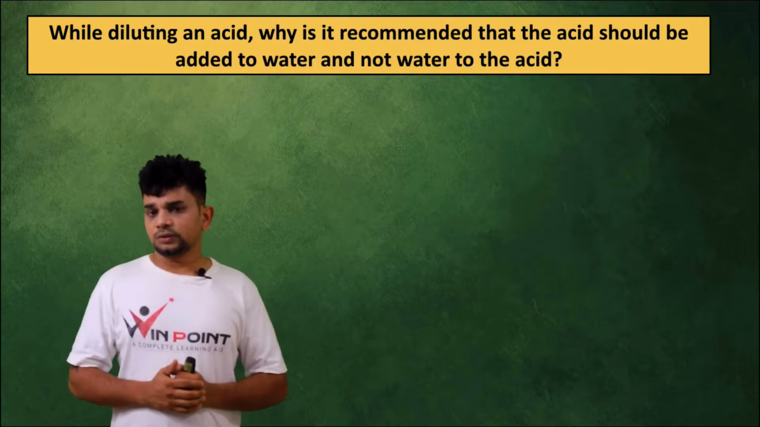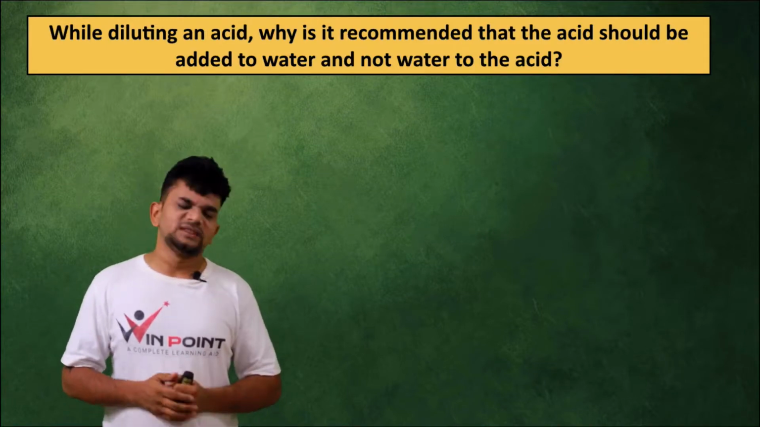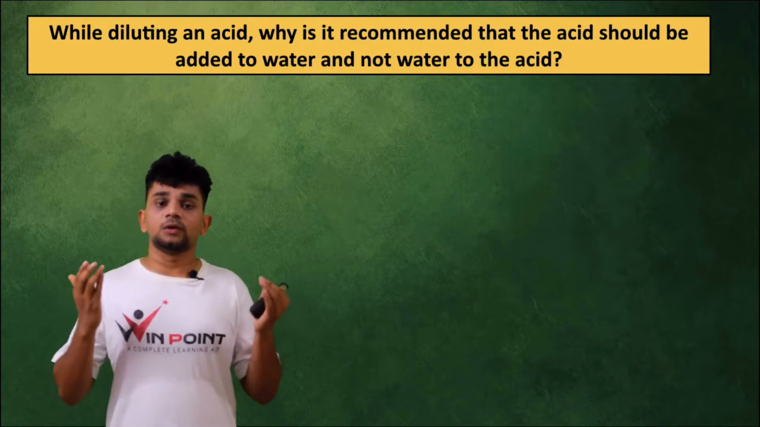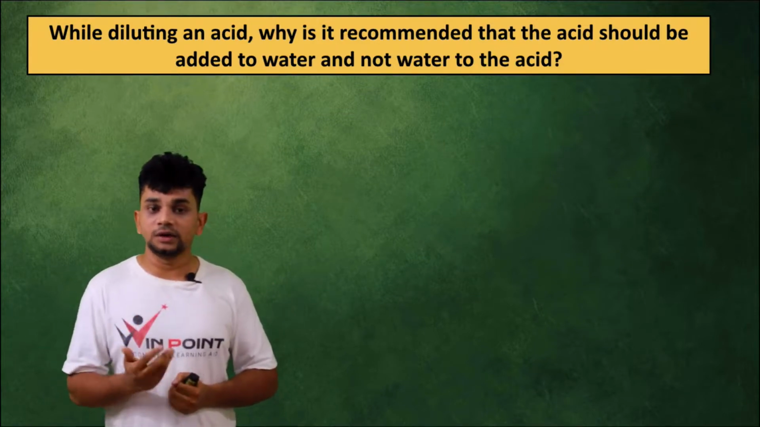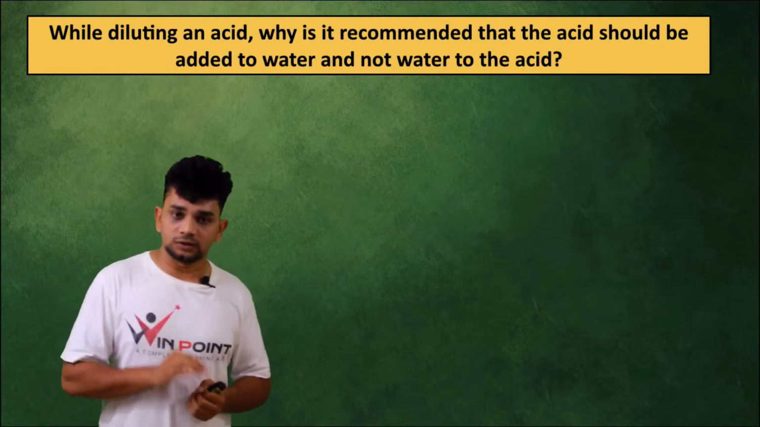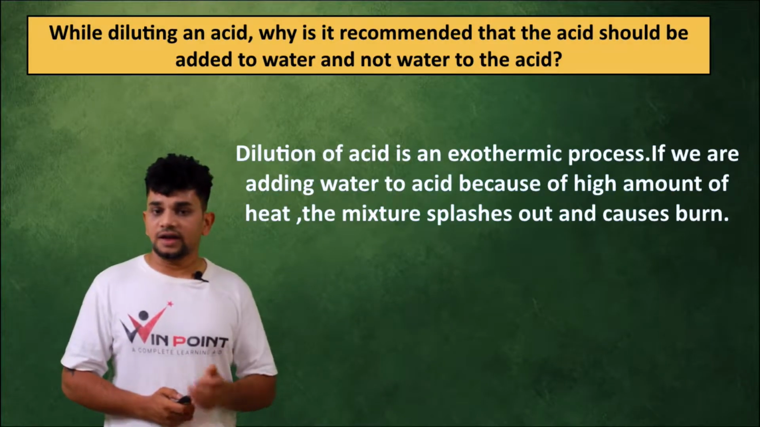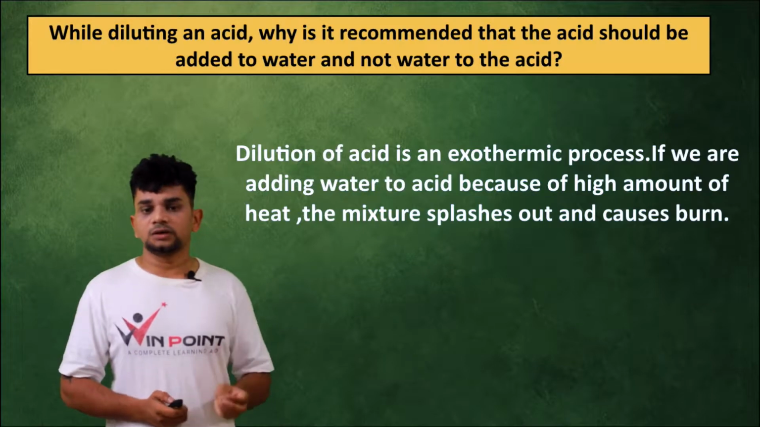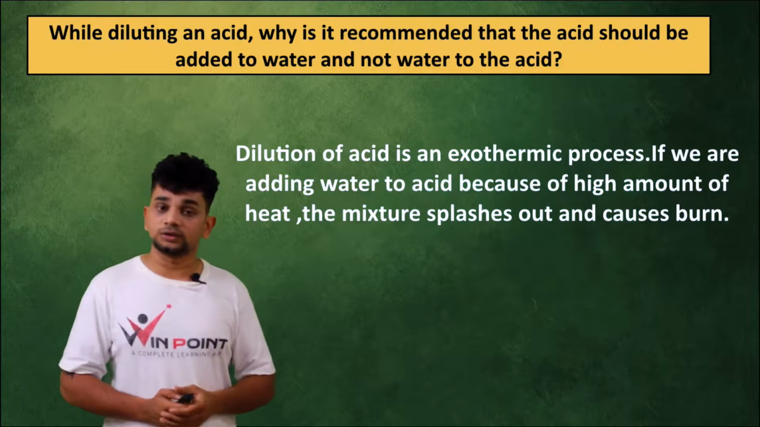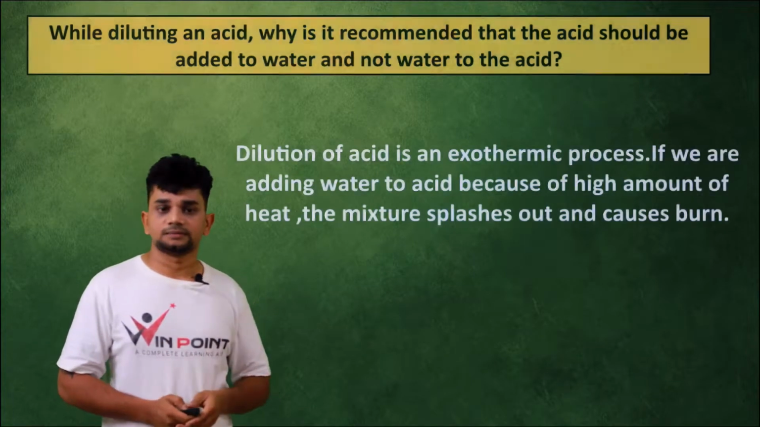Dilution of acid is an exothermic reaction. When we add water to acid, there will be production of a high amount of heat. Because of this heat, the acid will splash out. So to avoid that, we need to add acid to water. Then it will be very safe. Dilution of acid is an exothermic process. If we add water to acid, because of the high amount of heat, the mixture splashes out and causes burns. To prevent this, we need to add acid to water.